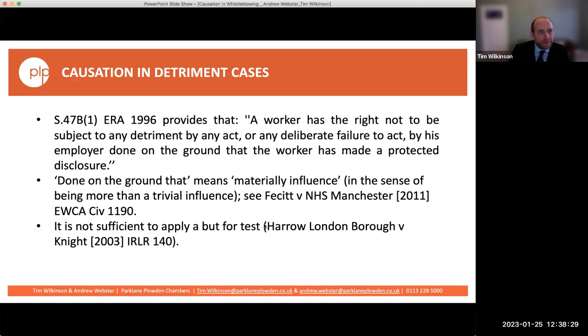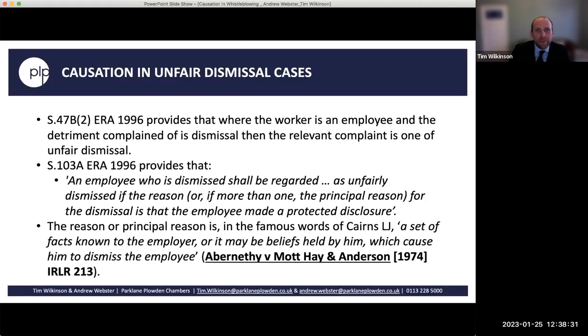So I'm just going to pass over to Andrew. Thank you, Tim. So moving to causation in an unfair dismissal context rather than a detriment context.